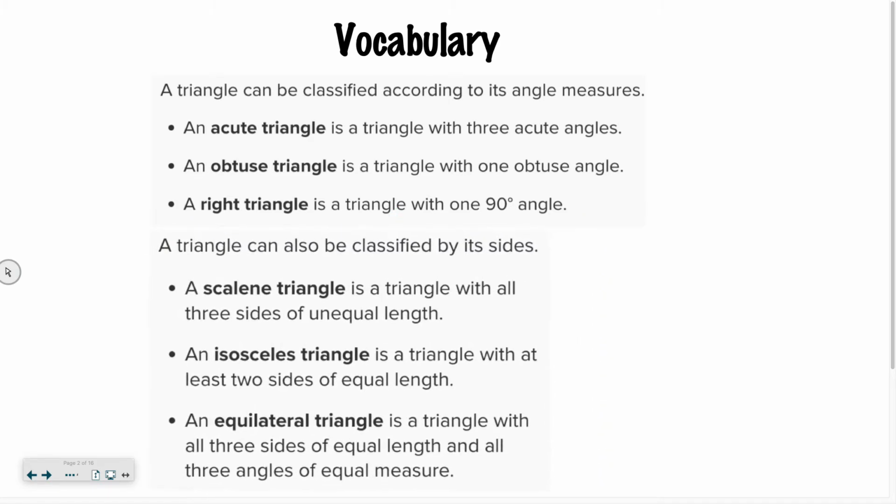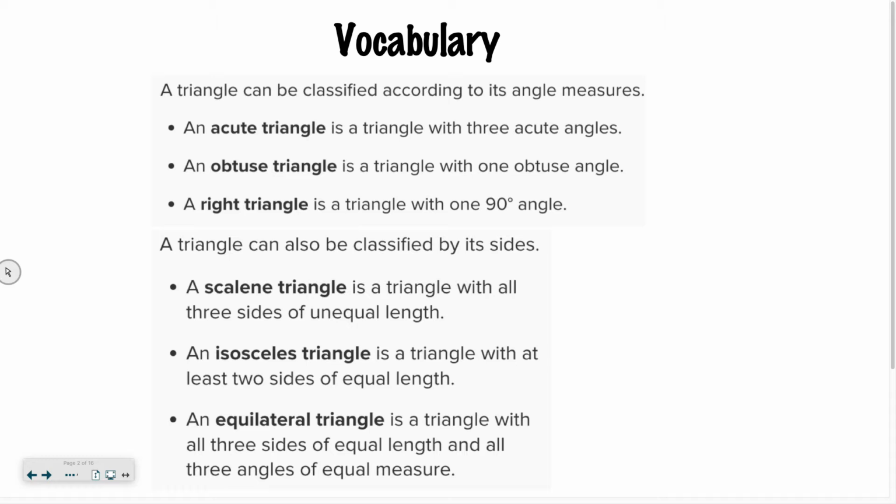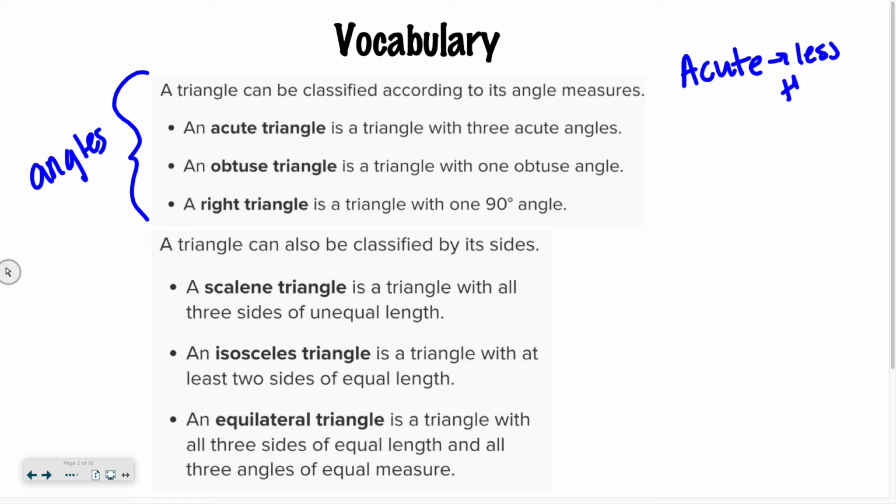So there are a few different ways to classify triangles. Up here, we're talking about by angles. This is something that you guys have talked about back in elementary school, and you maybe haven't thought about it since then. So let's just review. A triangle can be classified according to its angle measures. An acute triangle is a triangle with three acute angles. So let's remember that acute means that it is less than 90 degrees in order to be acute.